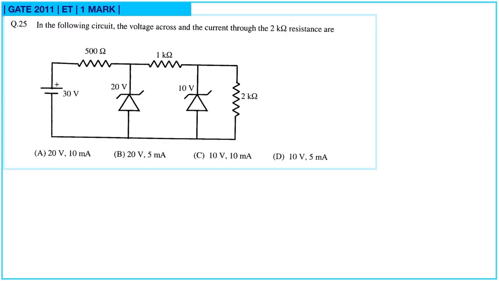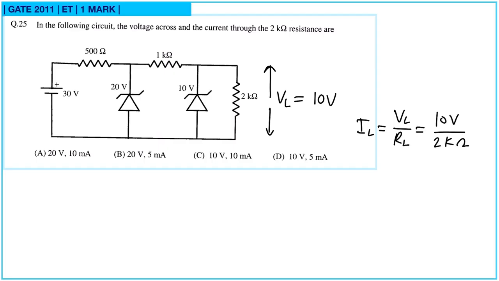Question number 25. In the following circuit, the voltage across and the current through 2 kilo ohm resistance are. Now this is a Zener diode and Zener diode acts as voltage regulator. So it will give same voltage 10 volt. So voltage across this, that is VL, voltage across load, will be 10 volt only. And if this voltage is 10 volt and resistance is 2 kilo ohm, then current IL will be VL by RL, that is 10 volt upon 2 kilo ohm. So that is 5 milliampere. So the correct option is option D, 10 volt and 5 milliampere.